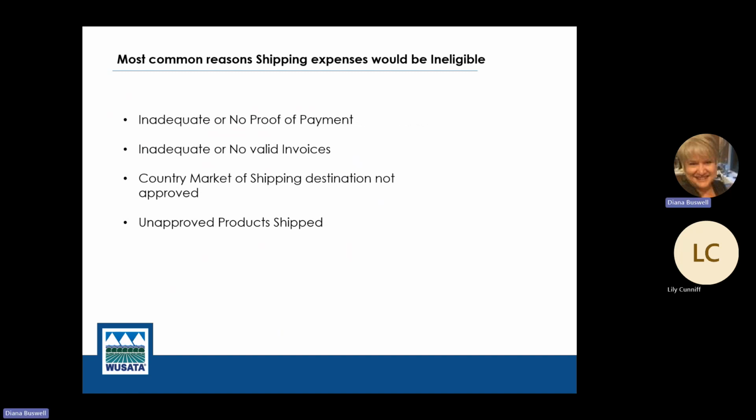Some of the most common reasons that shipping expenses would be ineligible would be inadequate or no proof of payment, or inadequate or invalid invoices. Say, for instance, we received the claim and the country market for your shipping was not approved. That would not be eligible. As well, if you shipped unapproved products, that would not be eligible.